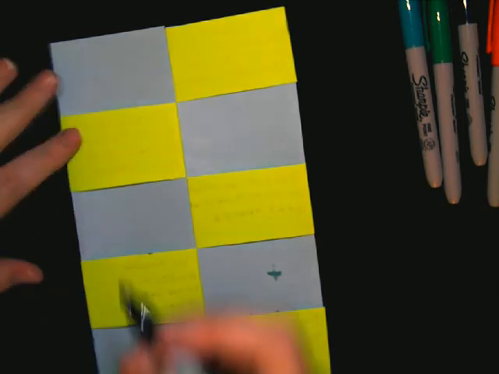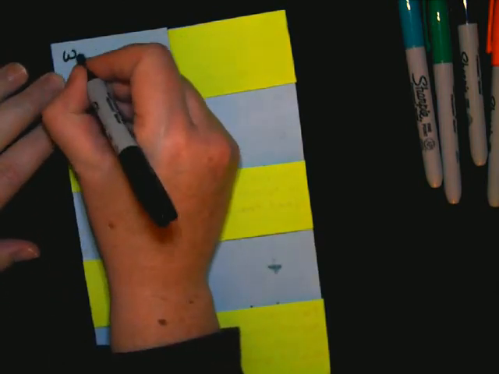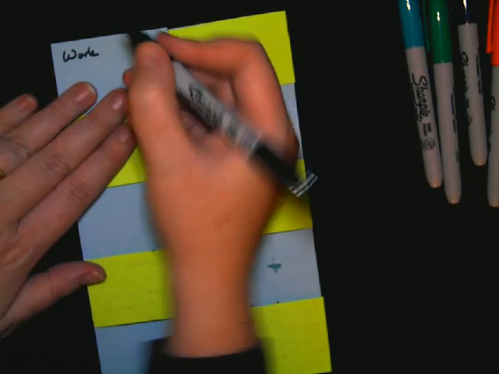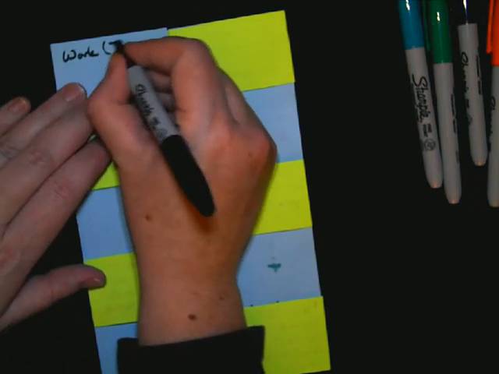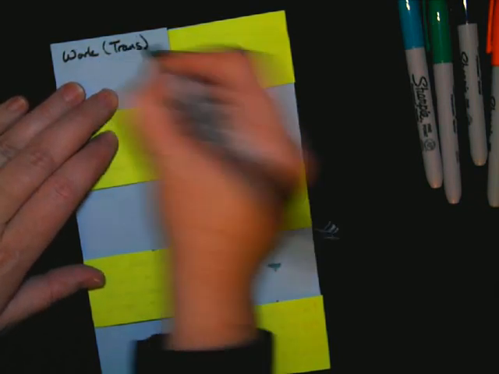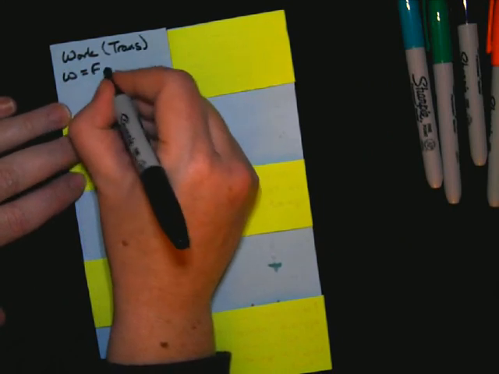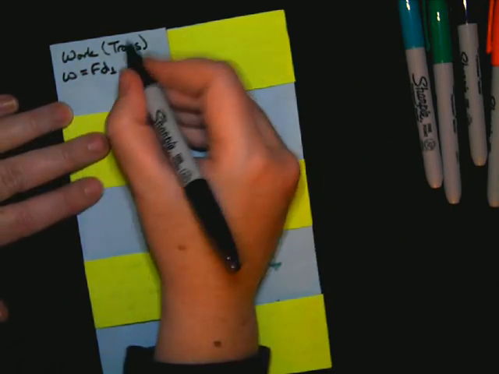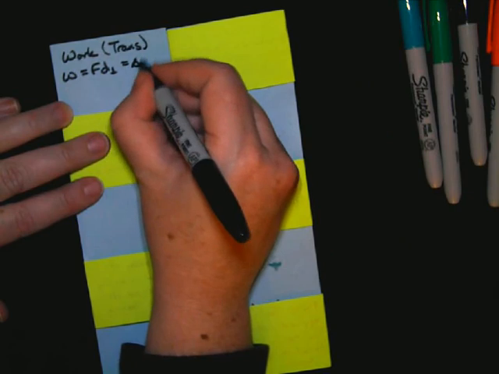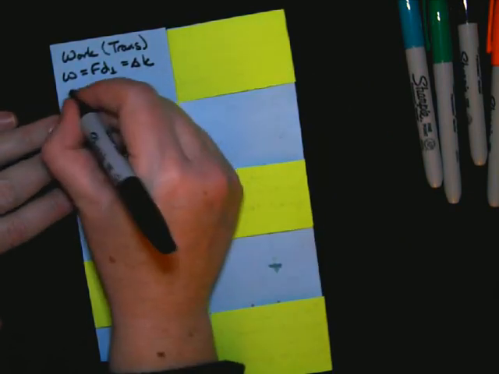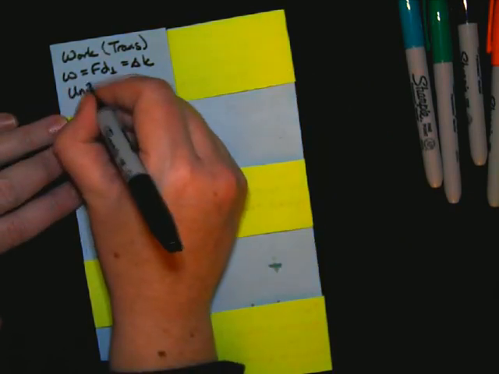Ha ha ha, because I just said the first word. We're doing work. So work in our translational setup is W equals force times distance perpendicular, and can also be the change in kinetic energy from our work energy theorem. And its unit, we all know, is joules.